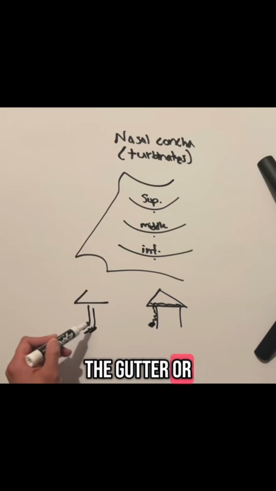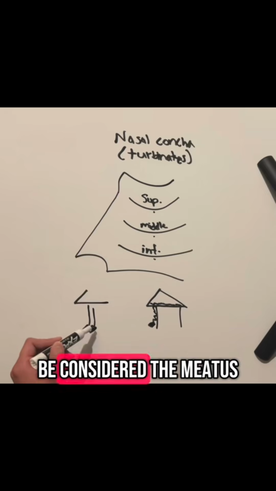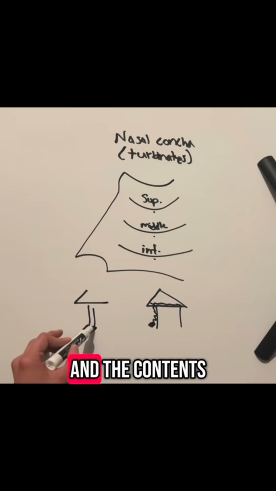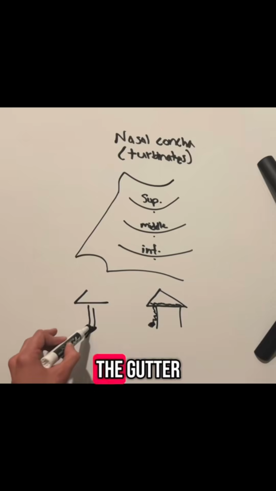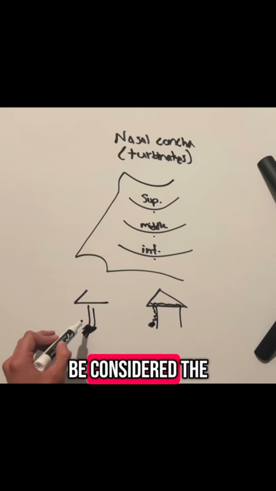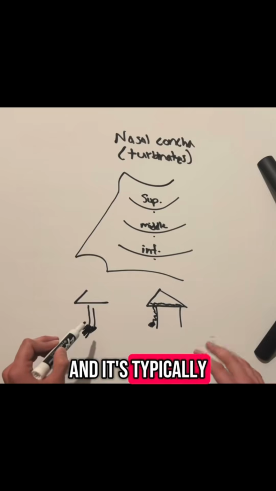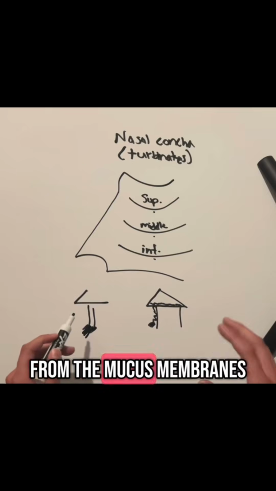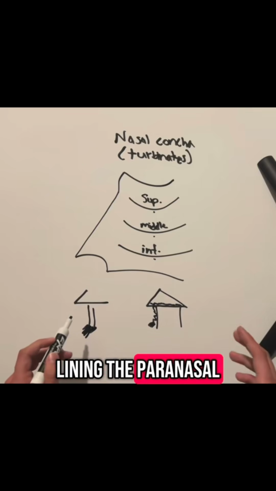The gutter, or this opening of the gutter, can be considered the meatus, and the contents coming out of the gutter is going to be considered the sinus drainage. And it's typically that mucus production from the mucous membranes lining the paranasal sinuses.